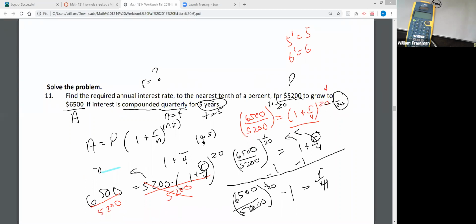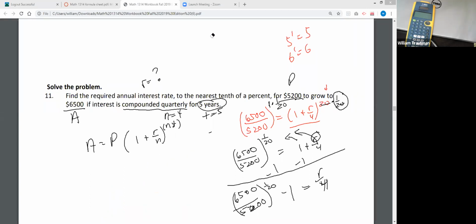Now I need to get the 4 to the other side. I'm going to erase some stuff to make some room. The only way to get the 4 to the other side is it's dividing by 4, so the opposite of dividing by 4 is multiplying both sides by 4. You've got to put a parentheses and multiply both sides by 4. What happens is I end up with this number, 6,500 over 5,200. I can't even read my own writing.